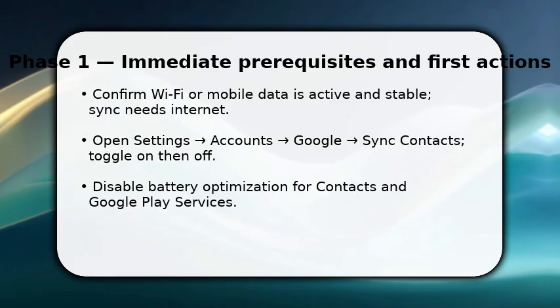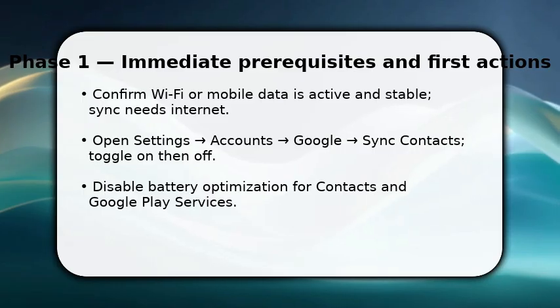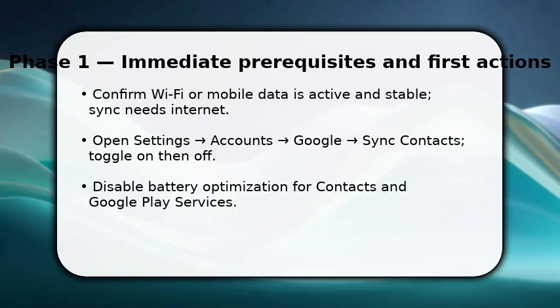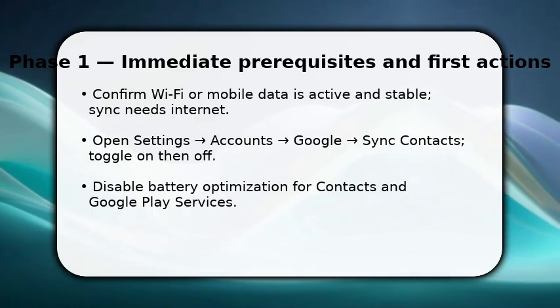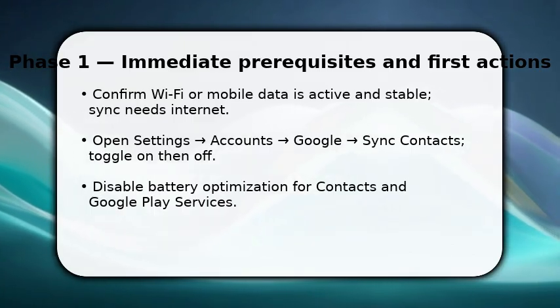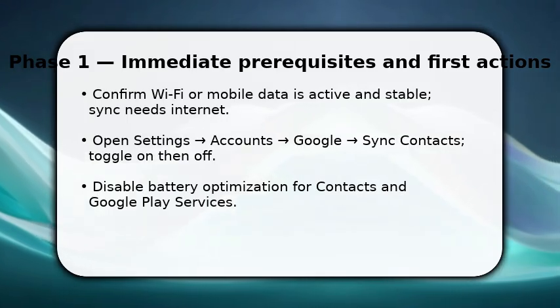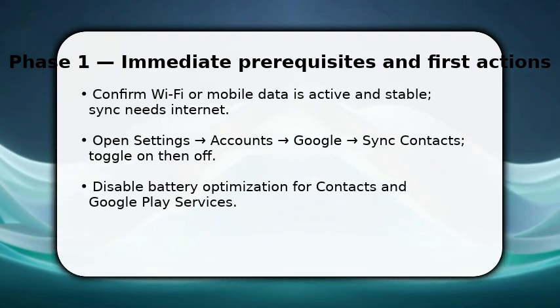First, open Settings, go to Accounts, choose your Google account, and find Contacts Sync. Toggle it off, wait 5 seconds, then toggle it on again. Once done, disable battery optimization for contacts and Google Play services so Android won't pause background sync. This initial step forces a fresh handshake and often fixes simple mismatches. It's quick and prepares your device for deeper fixes if required.